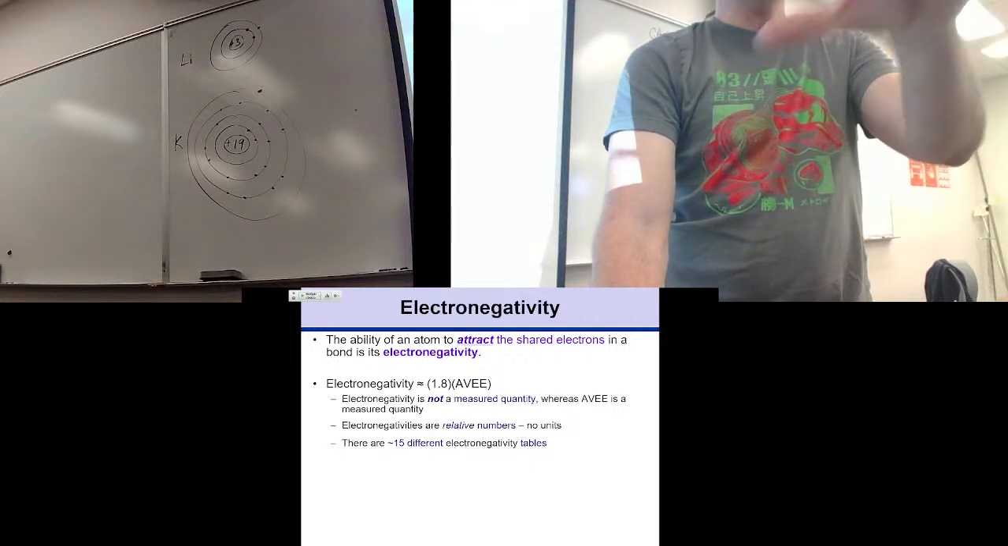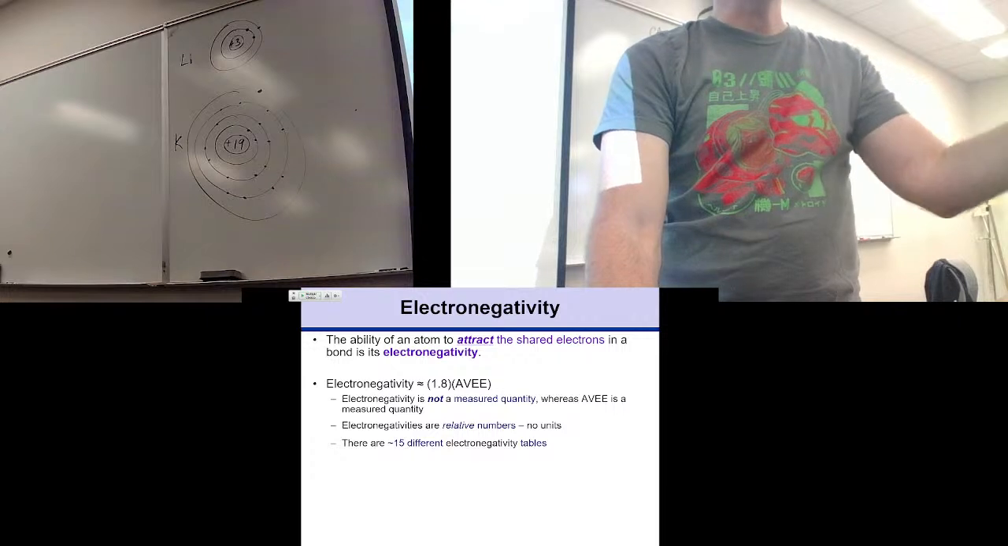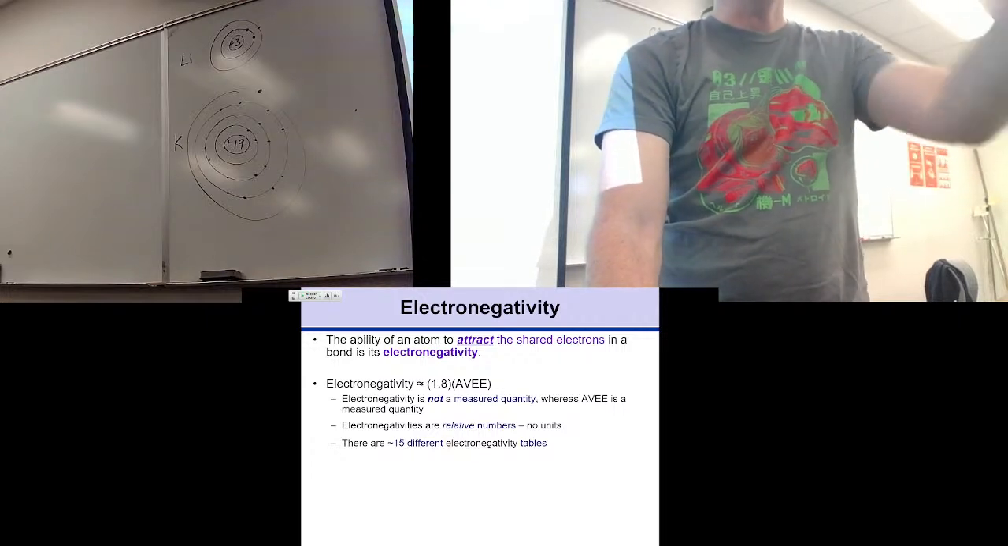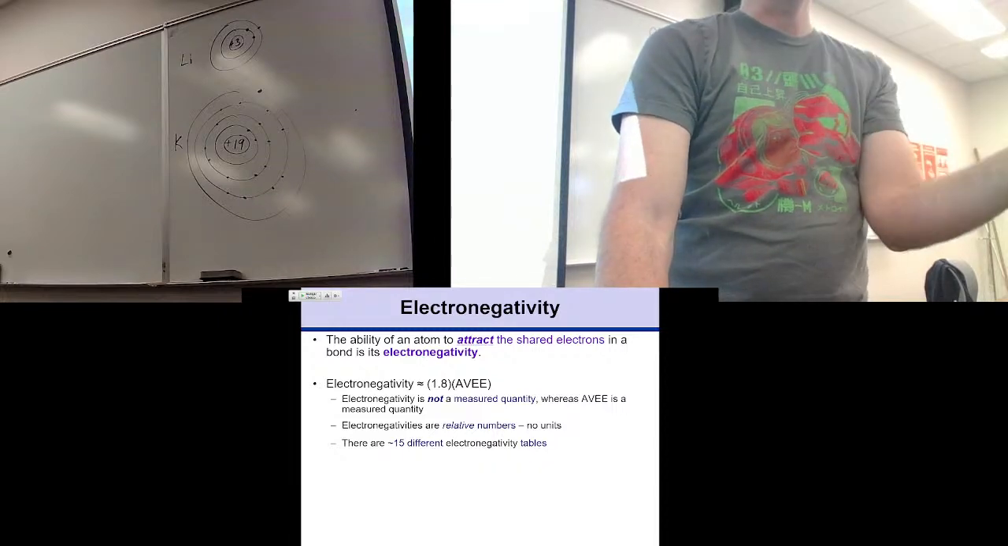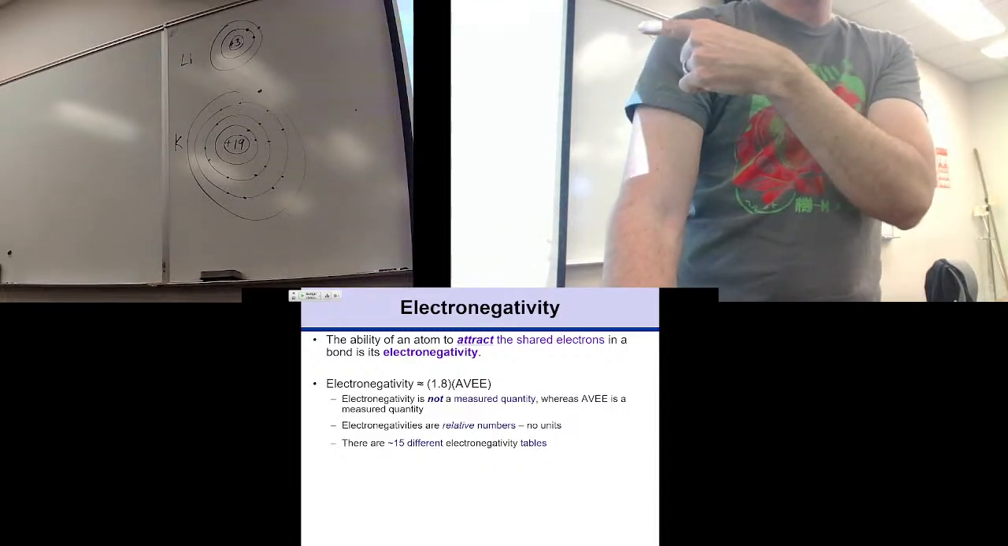So for any of the activities that you have to calculate using electronegativity, use the table from your workbook. For Mastering Chemistry, do not use that table in your workbook. Use the one that you're going to see next.